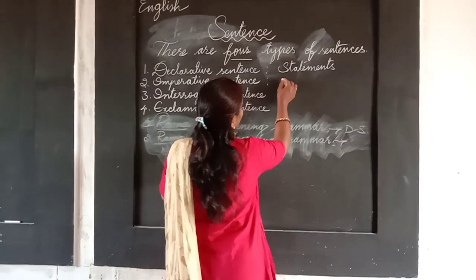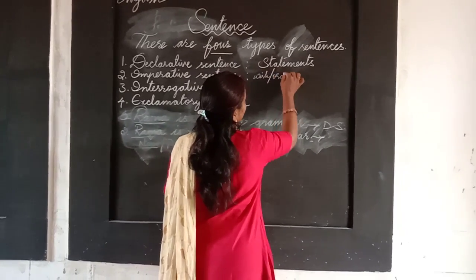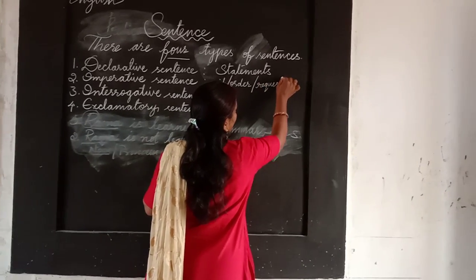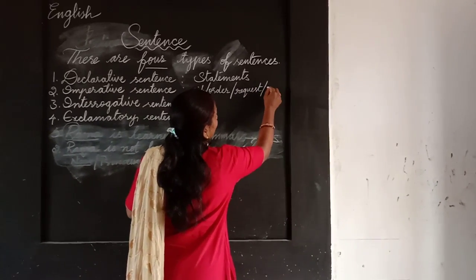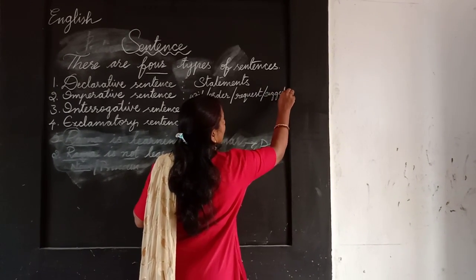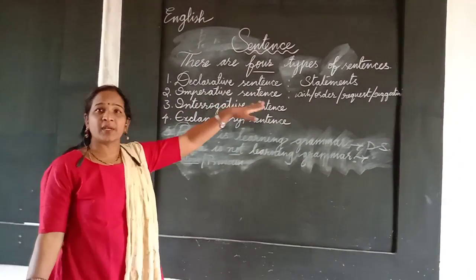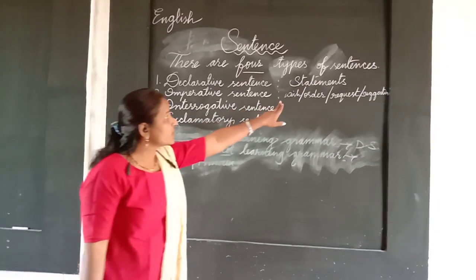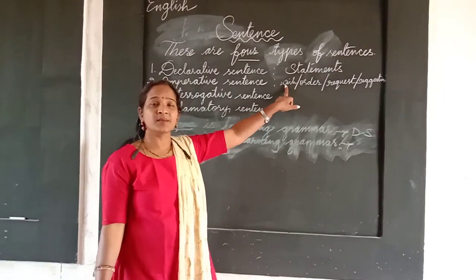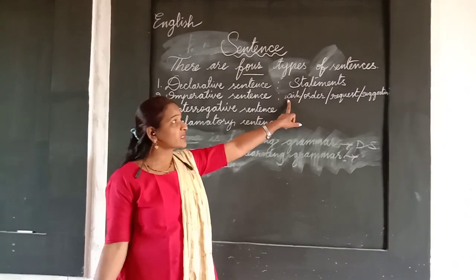That is first, wish, order, request, and suggestion. These are the 4 different types you find in imperative sentences. Wish: May you succeed in your studies, or wish you all the best, good luck, good morning, etc.